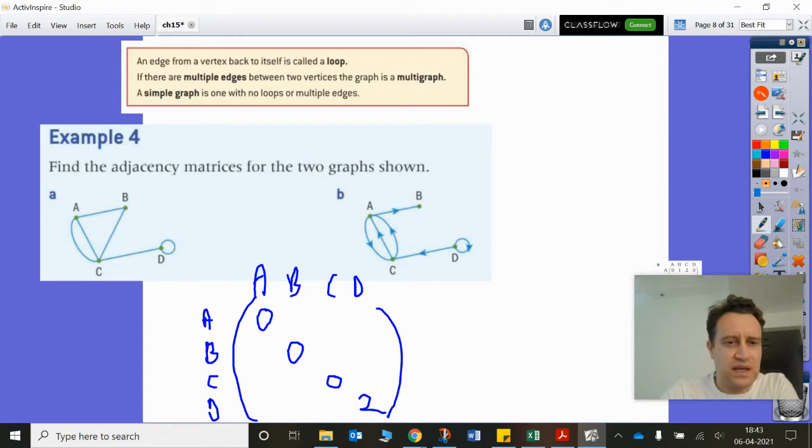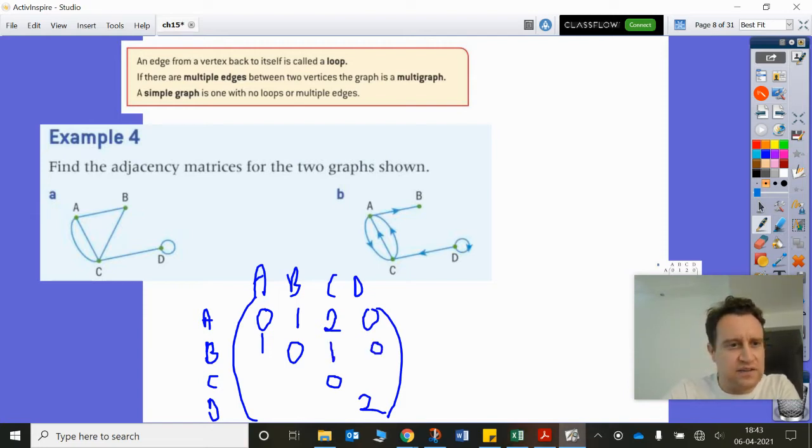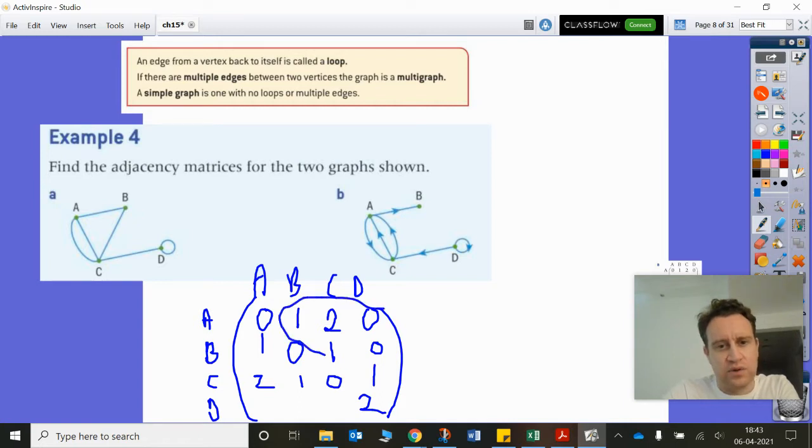A goes to B. Yes, that's possible, as B can go to A. A also goes to C. It goes to C twice, and it does not go to D. If you look at B, B goes to A, and it also goes to C. And if you look at C, C goes to A twice. And C goes to B as well, and C also goes to D, so it goes 1 there. Now, all of this on this side is just going to be copied onto the other side as well. So if you can do the line of symmetry, then that's useful.